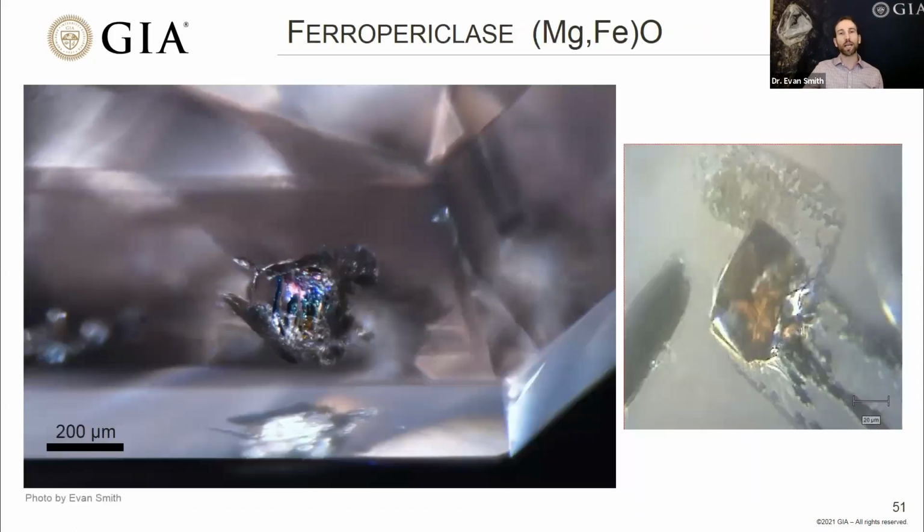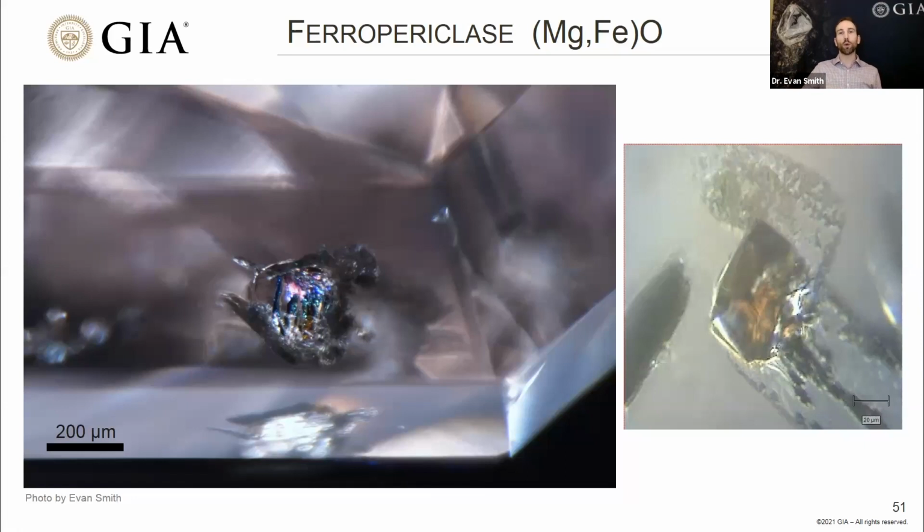Here's one more example of a ferropericlase inclusion with this sort of peacock play of colors. But if we view this same inclusion at a slightly different angle and get the lighting just right, we can see the interior of this inclusion, and the interior is actually brown. So the mineral itself is more of a brown color, and this beautiful color that we see is just an effect at the surface of that inclusion.